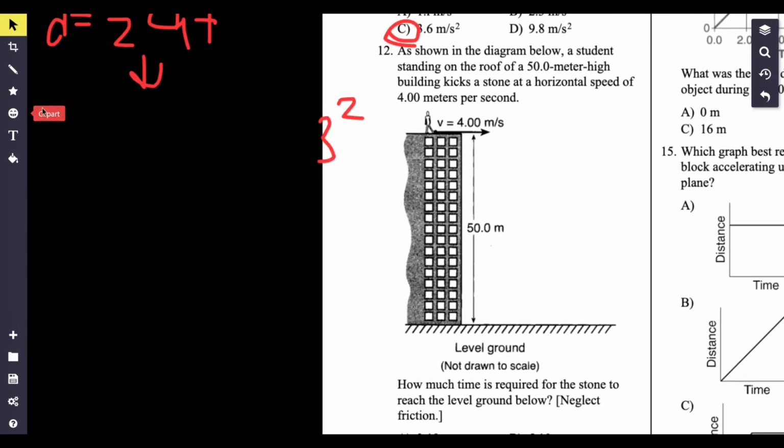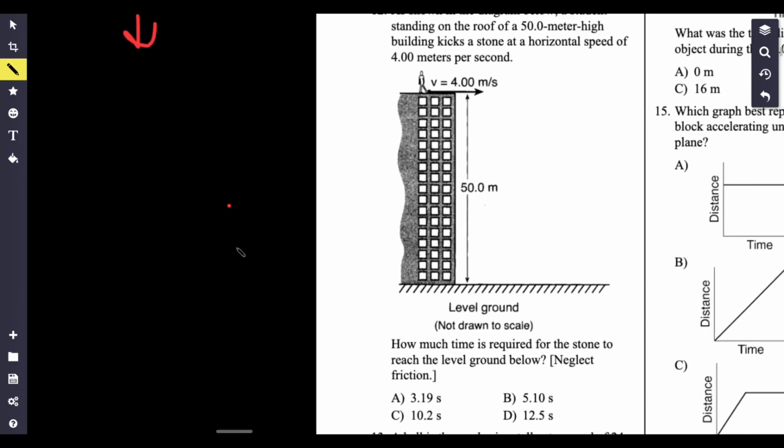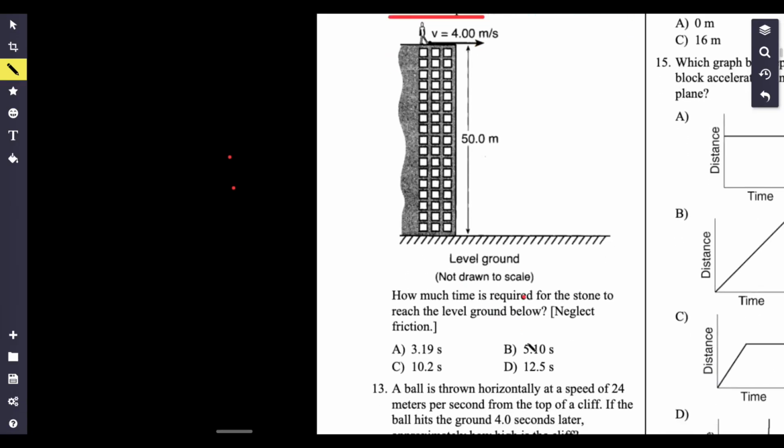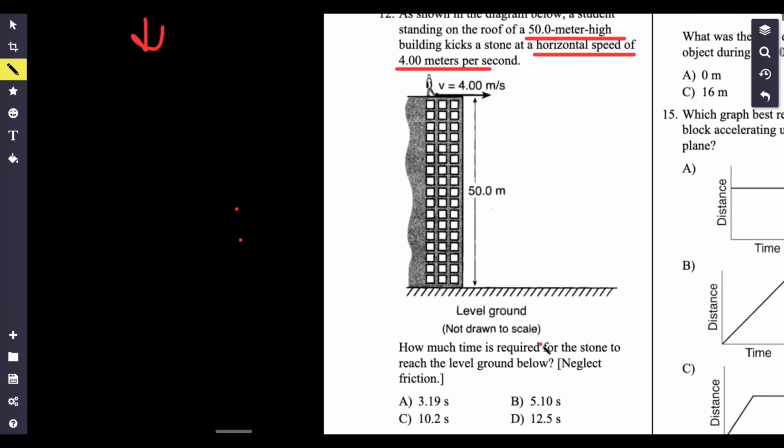As shown in the diagram below, a student is standing on the roof of a 50 meter high building, and he kicks a stone at a horizontal speed of 4 meters per second. How much time is required for the stone to reach the ground level below? Now, think about it like this. Our velocity is only moving to the right. So how fast we kick the stone doesn't actually matter. What matters is actually just the height of the building, right?